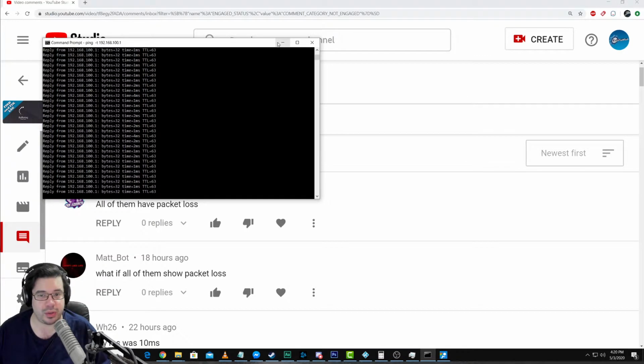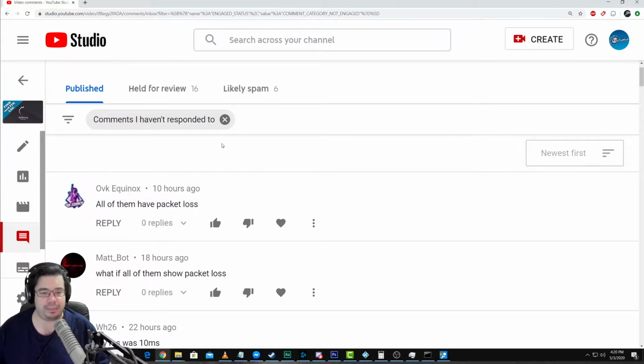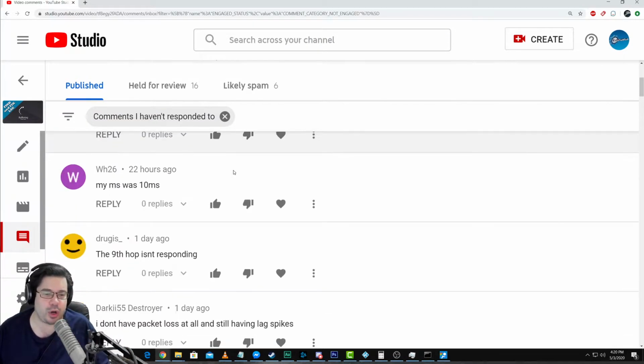If the packet loss goes away, your Wi-Fi network is not up to snuff. You need to think about doing some upgrades or running a wire. I'm always a fan of running wires. Just me. I think it's just overall better results, hands down. But let's see if we have any more questions.